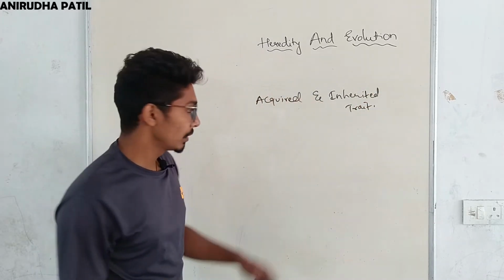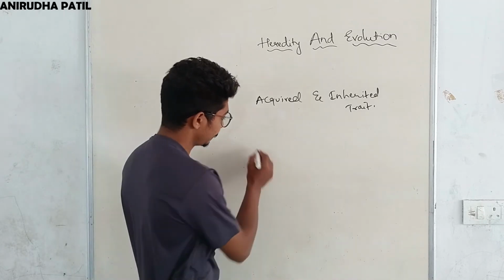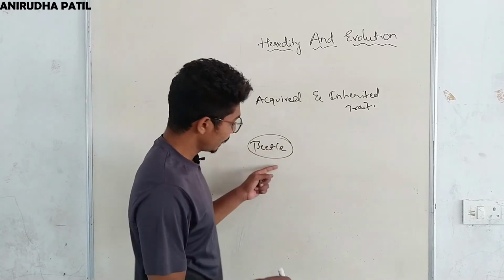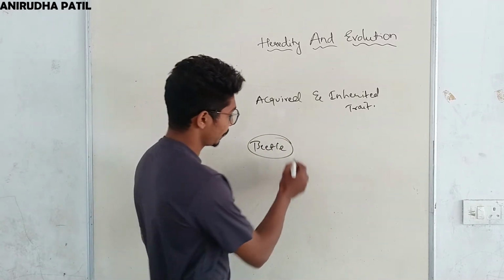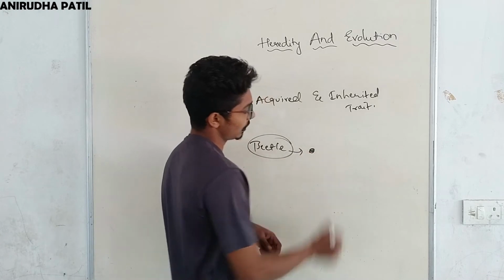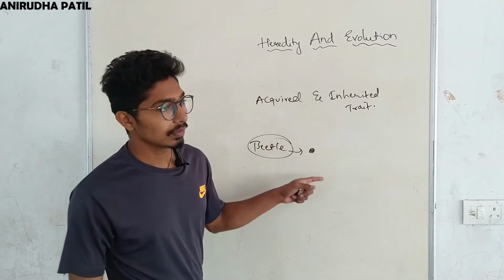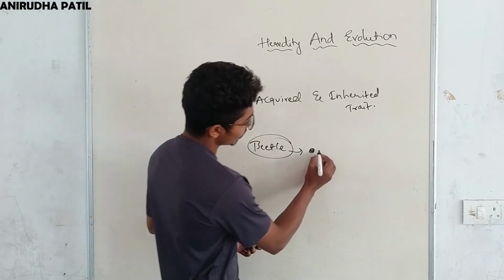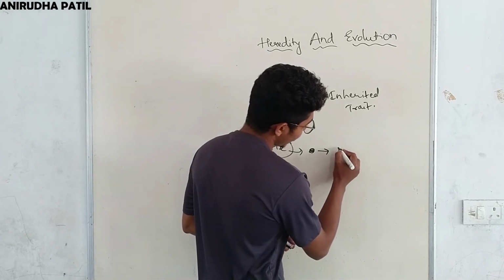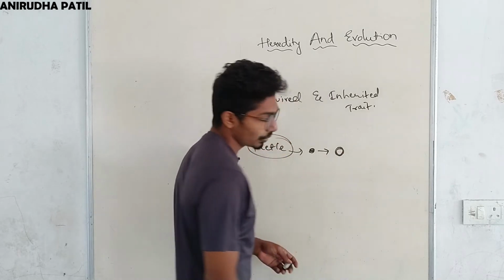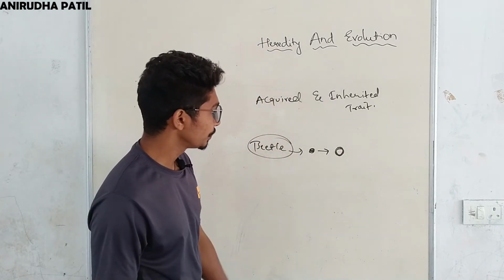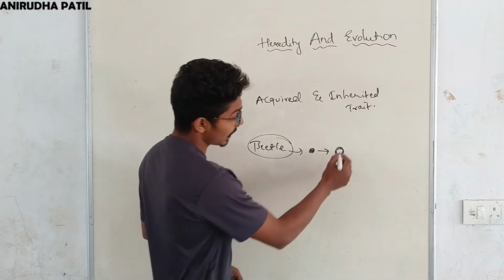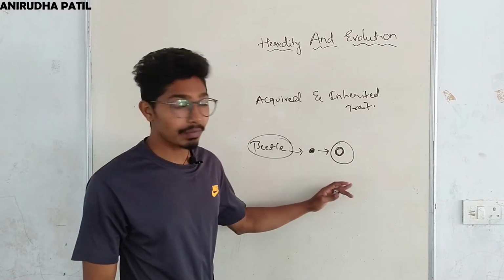Suppose in the prior example we had taken the example of beetle, right? If this beetle gives rise to a young one, a small beetle, and due to the lack of leaves it may starve, its weight might decrease and its size may also decrease due to starvation. So this is not an inherited trait, it is an acquired one because of the starvation.